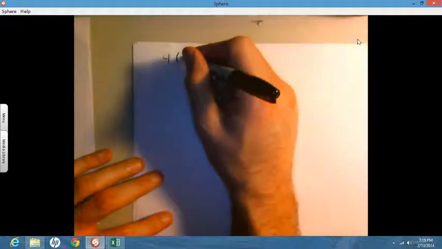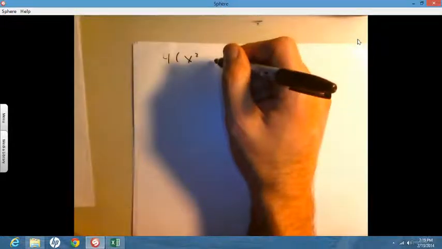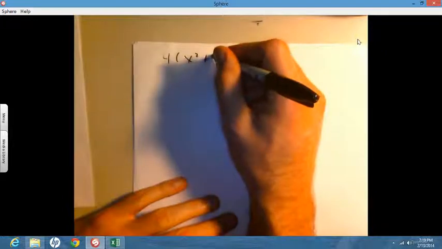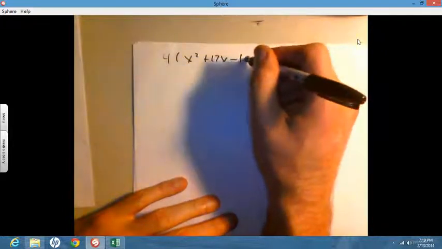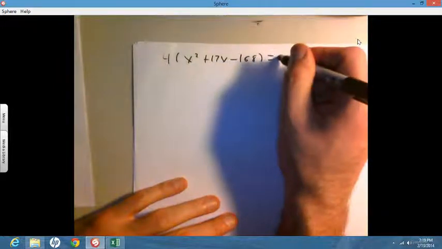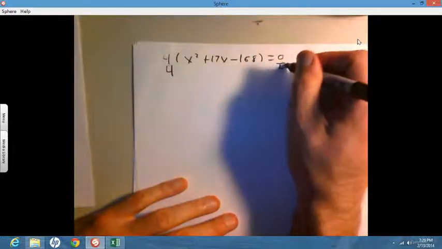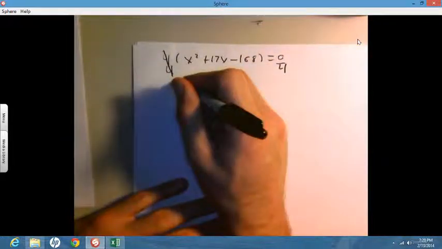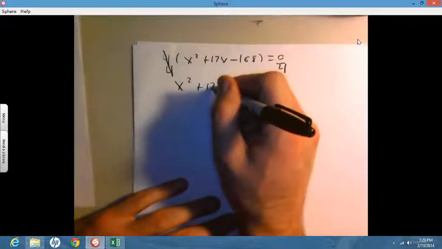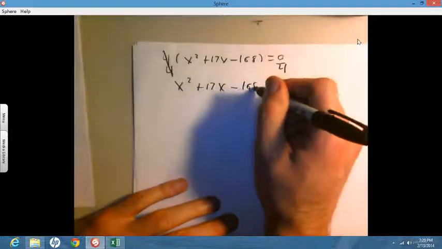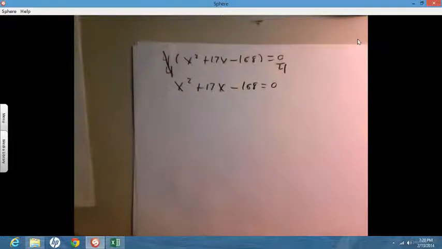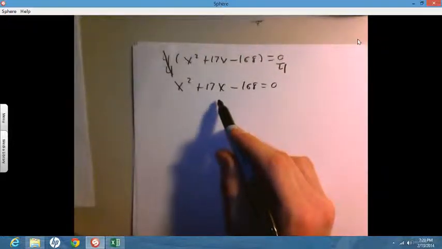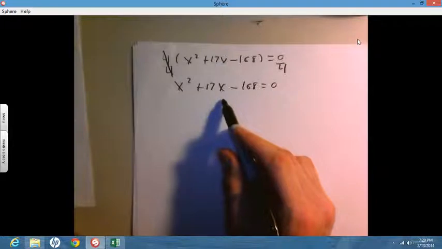So from the last page I had 4 times x squared plus 17x minus 168 is equal to 0. And I'm going to go ahead and divide both sides by 4. Now these 4's cancel, and 4 divided by 4 is 1. So I'm going to have x squared plus 17x minus 168 is equal to 0. Now I need two numbers that multiply to 168 and add to 17 in order to factor it, or I could use completing the square or the quadratic formula.